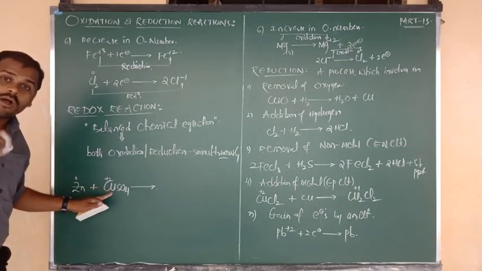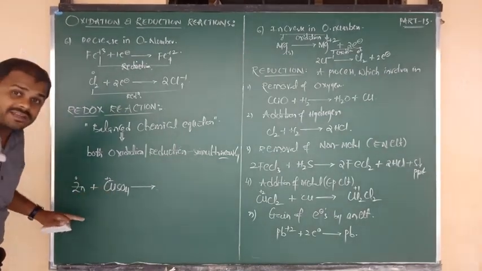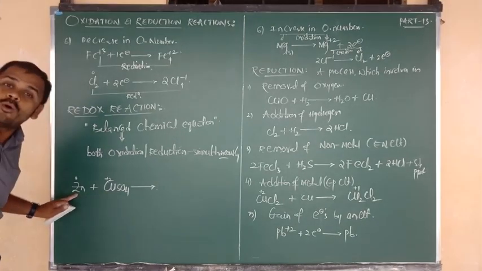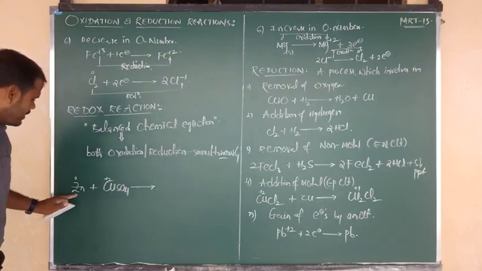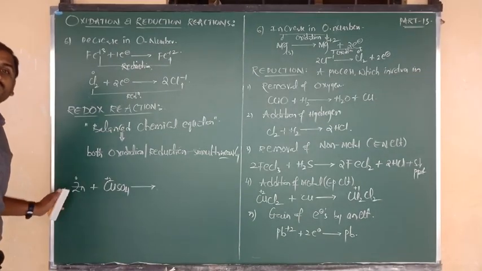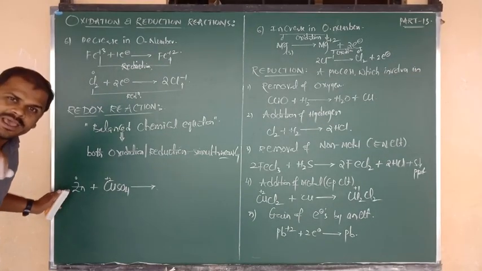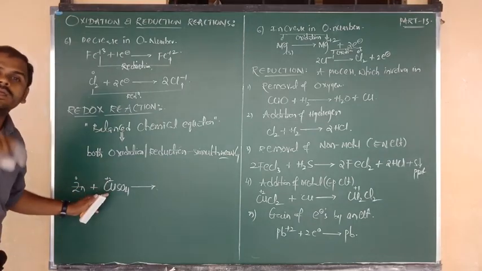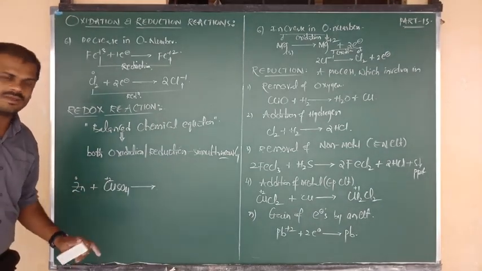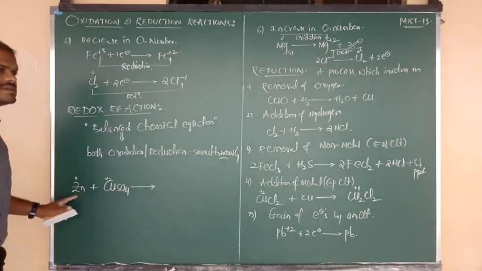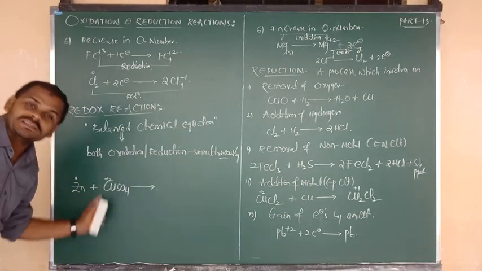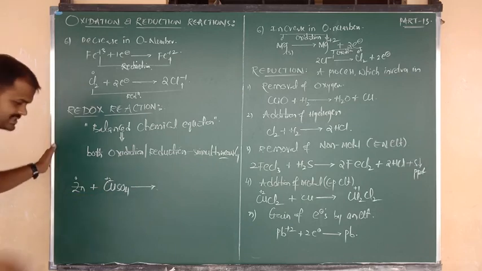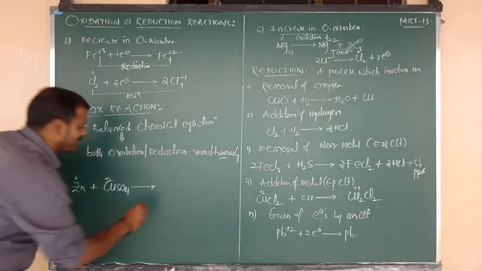So as compared to copper, as per reactivity series, zinc has more reactivity. As per the reactivity series, the definition is: the metals which have more reactivity can displace the metal from the low reactive compounds. So as compared to copper, zinc has more reactivity. So zinc can displace copper from its copper sulfate solution, meaning the position of copper is taken by the zinc.